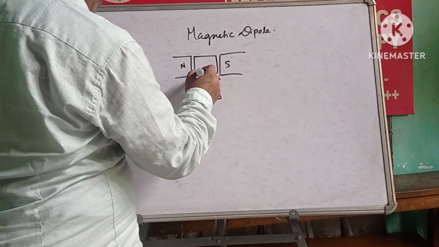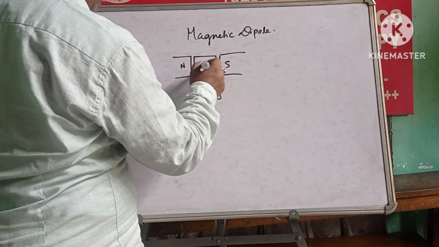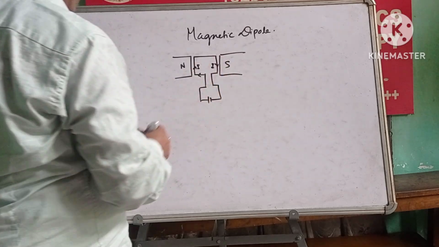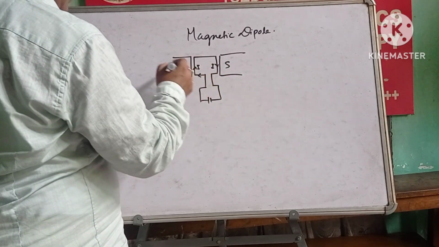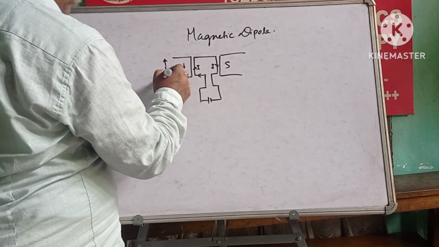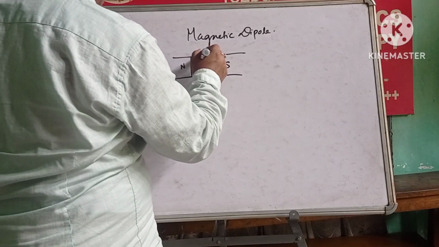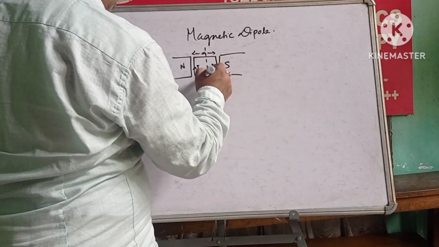So your current I is flowing like this through here. Let this length be b, and this length be a, and this is the axis of the coil.